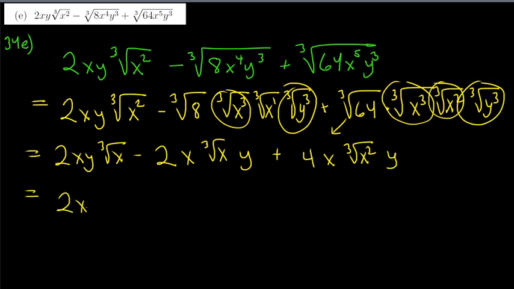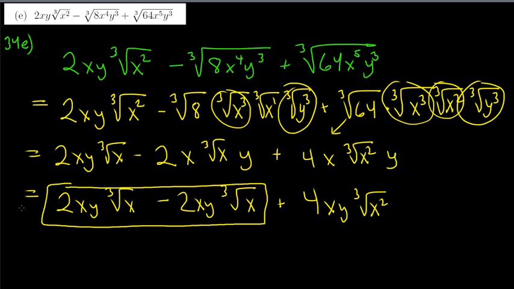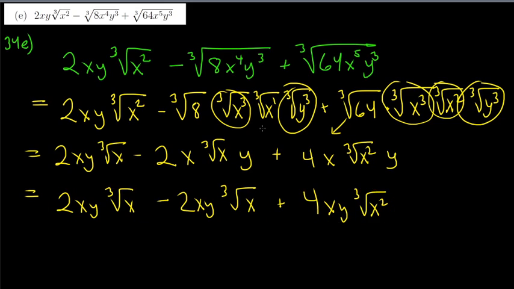So it looks like we have 2xy cube root of x, not plus, but minus, right? 2xy cube root of x plus 4xy cube root of x squared. And it looks like, well, these two just add up to 0. So it's really just this last term here. Boy, I didn't think it was that simple.